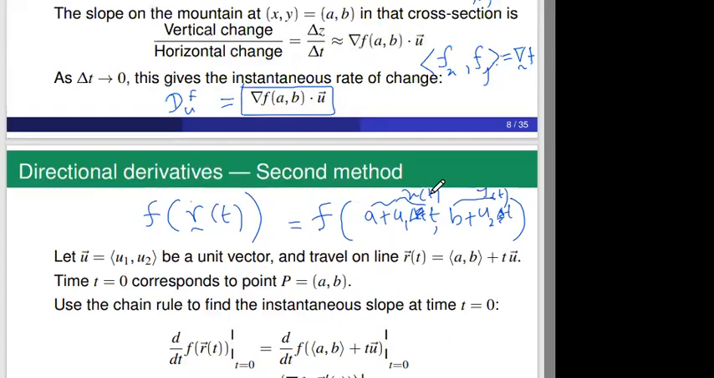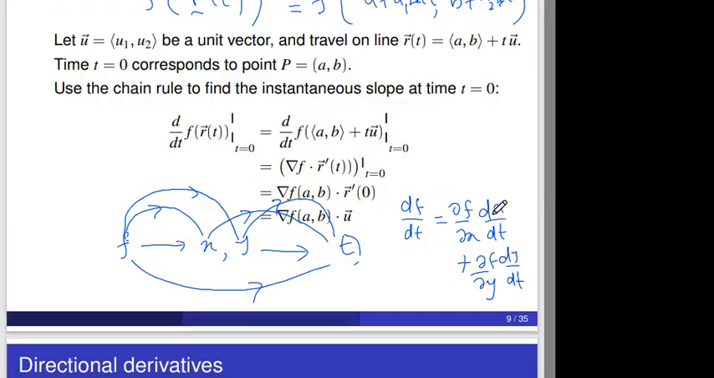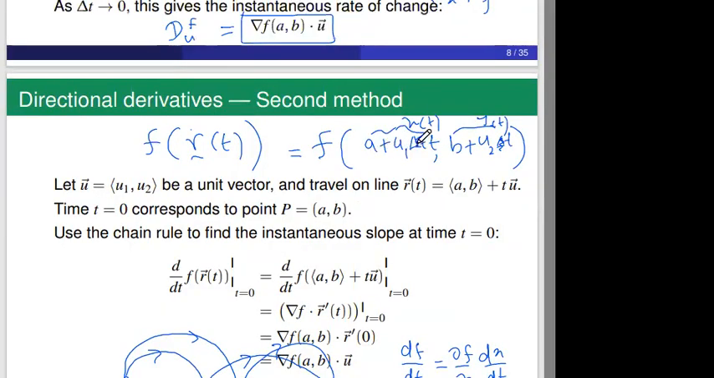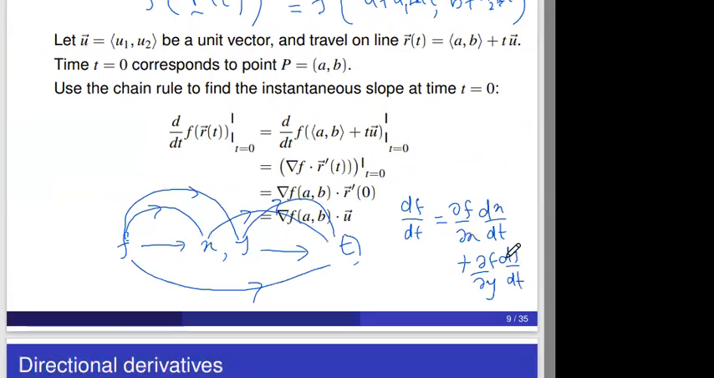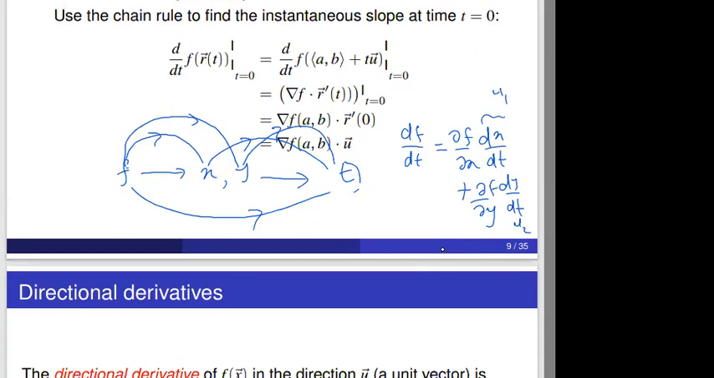So you know x and y as functions. x is a plus u1 t. Let's differentiate that with respect to t. When you differentiate, a is a constant, and when you differentiate a constant, you get 0. Then this is u1, and this is u2. So you can write this in vector form.